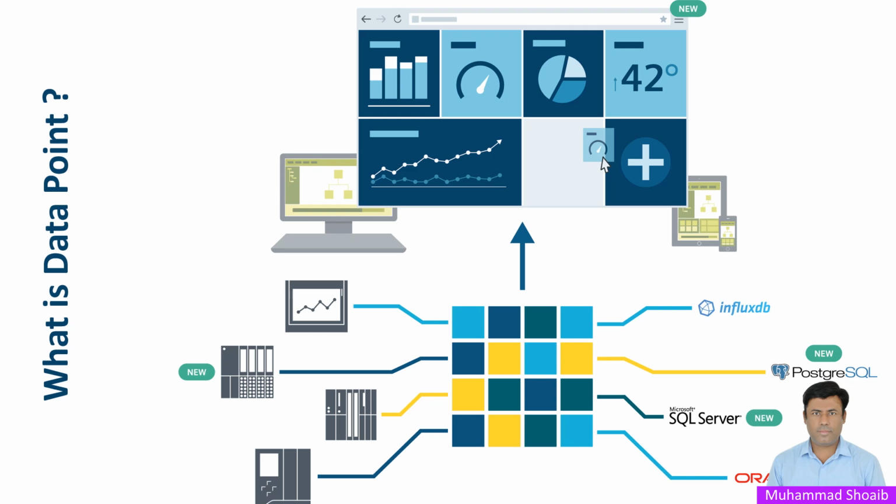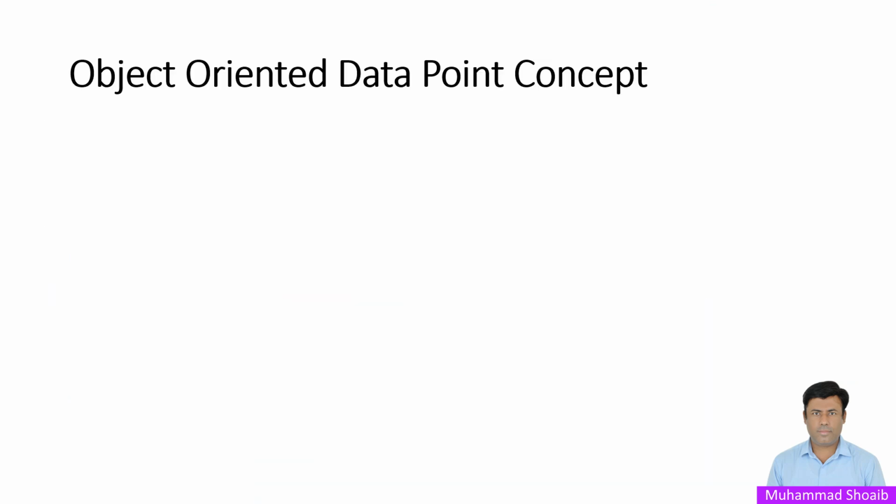So let's understand a practical example, like if we have a motor. We'll understand this data point concept and how it works in WinCC OA. But before that, to understand the data point, first we have to understand how a motor object is made up and what all the components inside the motor object are.